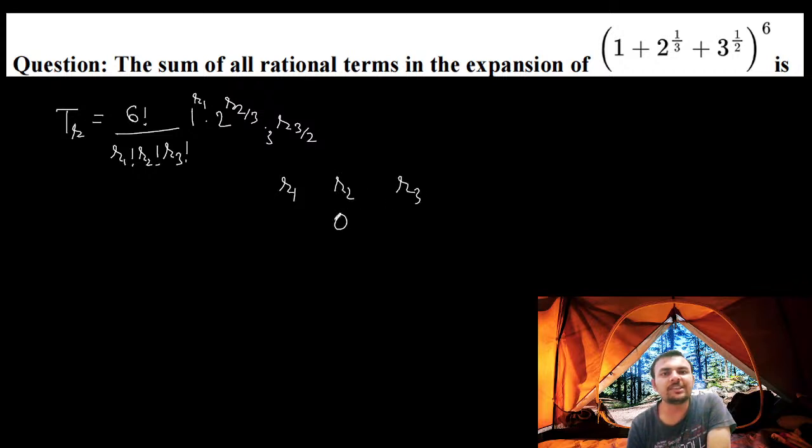If r1 is 0, r3 is 0, or it can be 2, it can be 4, it can be 6. When it is 0, it is 6. When it is 2, it is 4. When it is 4, it is 2. When it is 6, it is 0.